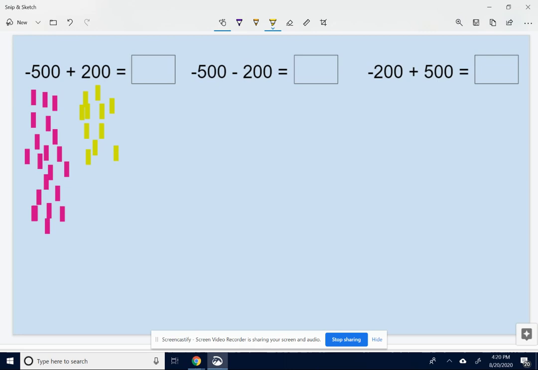Keep in mind, I want to think about what the charge would be. I'm pretending that I'm looking at 500 reds, and I'm pretending I'm looking at 200 yellows. When the signs are different, there are two things you want to ask yourself. Who's going to win? What's there more of? And by how much?